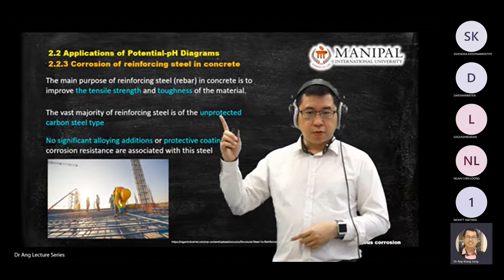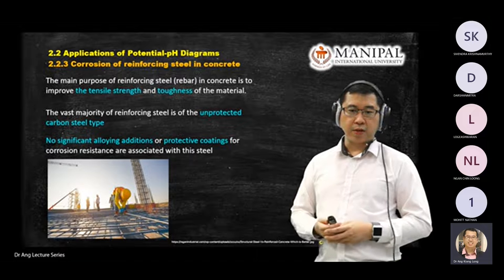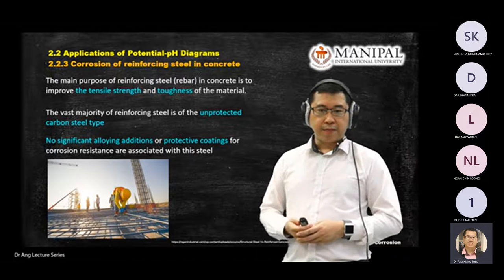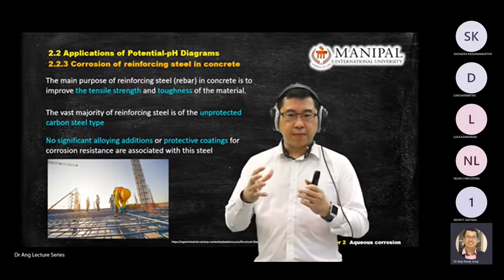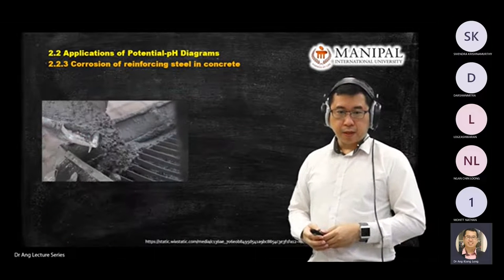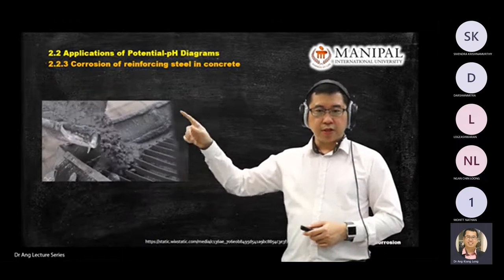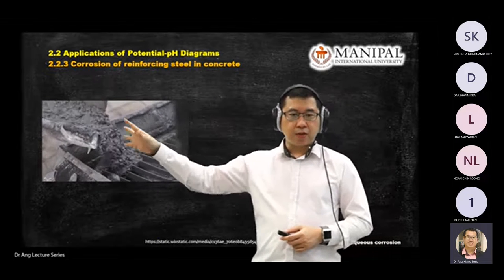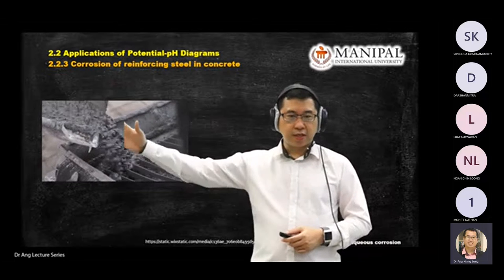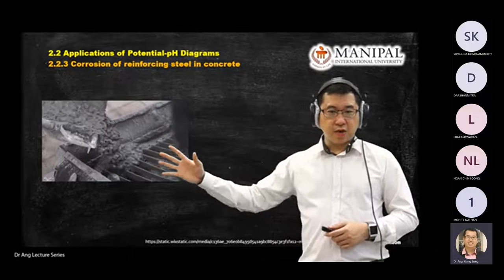Yeah, so this is also the same as what I said just now. There's no coating on the surface, and there's no special treatment on the metal itself, right? So when you do the construction, you have the iron bar. So this is just cement, just in case you have never seen concrete or cement before.